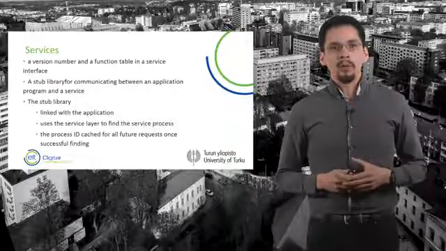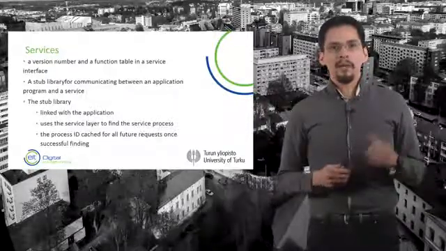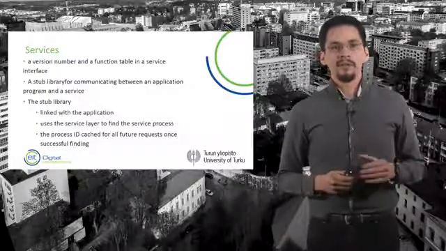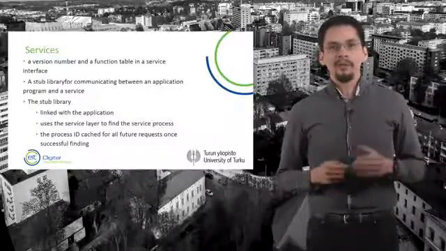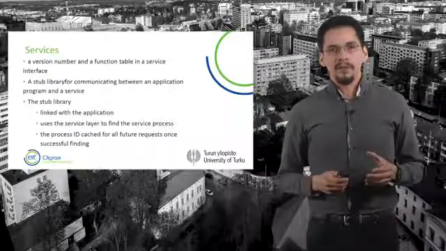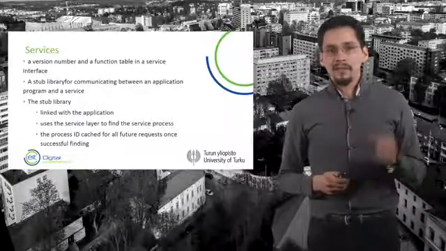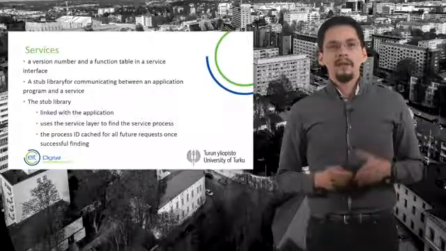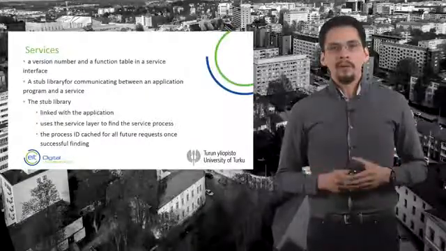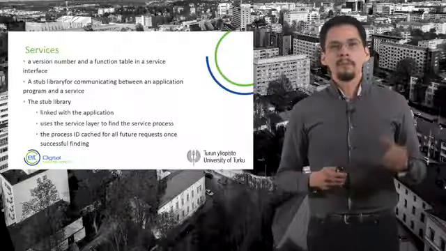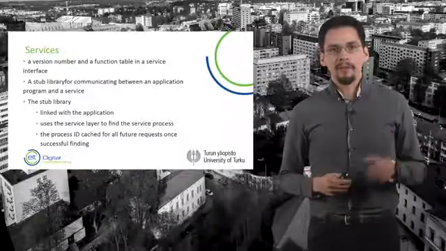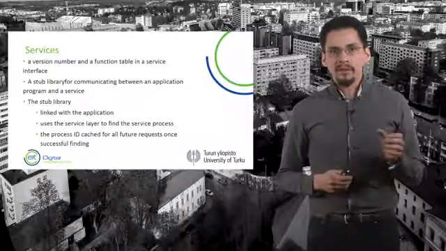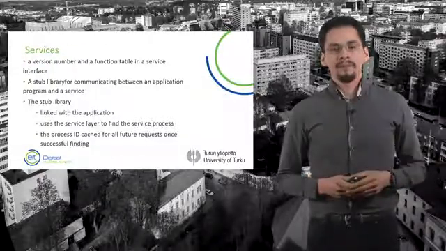When a service is called for the first time, the stub library queries the service layer for searching for the necessary service. As a result, if there is an instance of the service in the system, the service layer will return a pointer to the service interface. After this, the version number in the service interface will be compared to the stub interface's number. If they are identical, the implementation of the requested service will be delivered.